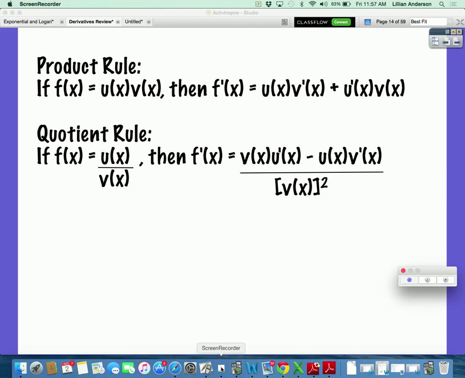Okay, so product rule and quotient rule. Those are your two rules here. Product rule is basically when you have two functions that are being multiplied together and they ask you to find the derivative. Quotient is when you are dividing two functions, okay? And so it is not as difficult as the rules look, okay?